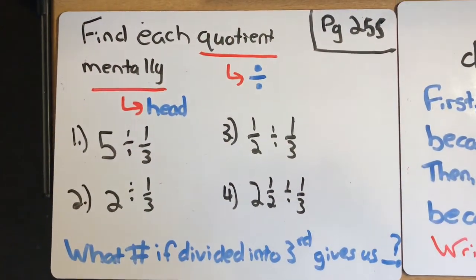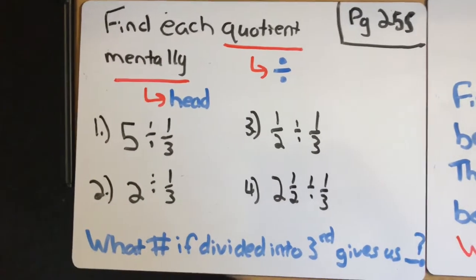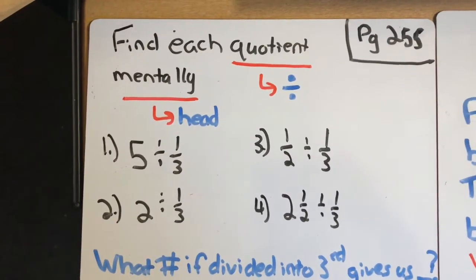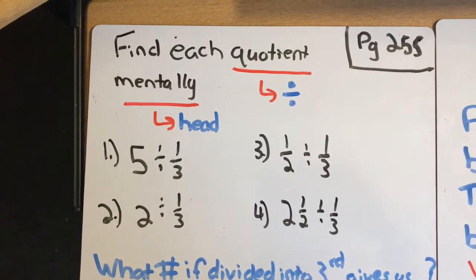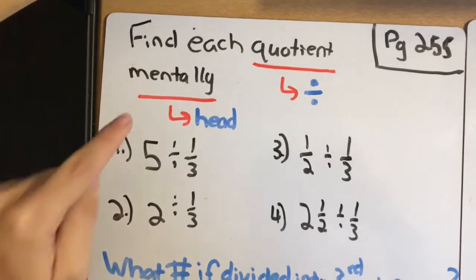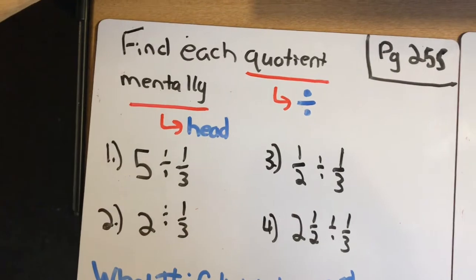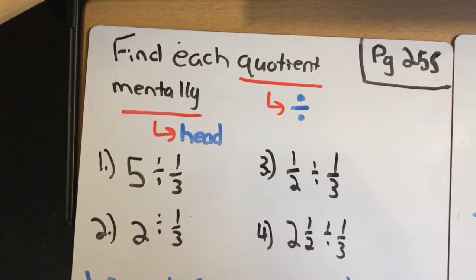The next activity starts on page 255. It asks you to find each quotient mentally. So quotient means the answer to a division problem, and mentally means in your head. Try to think about it rather than calculate it out.